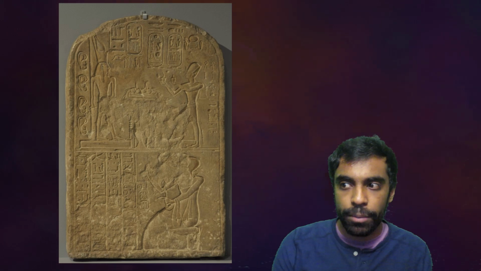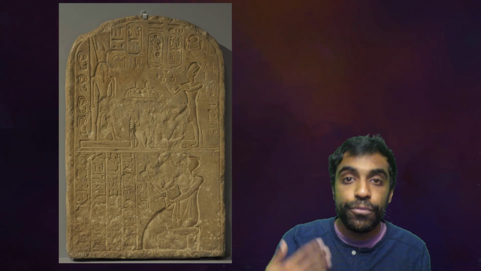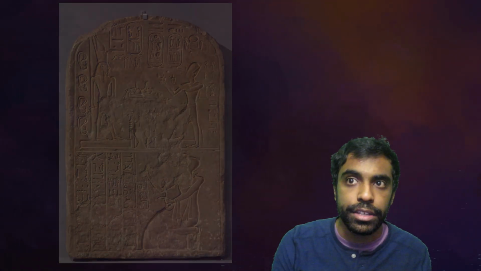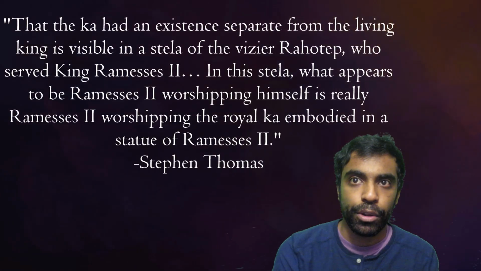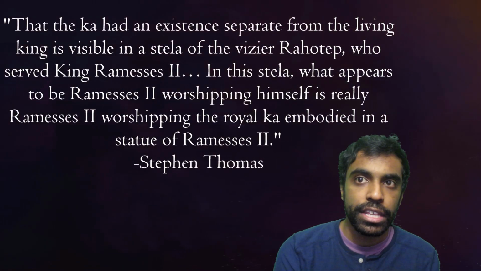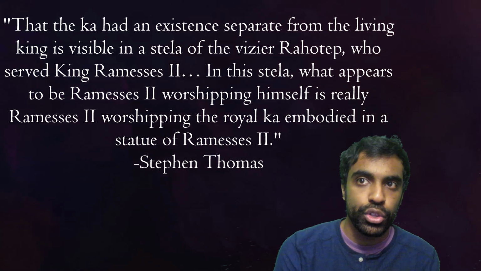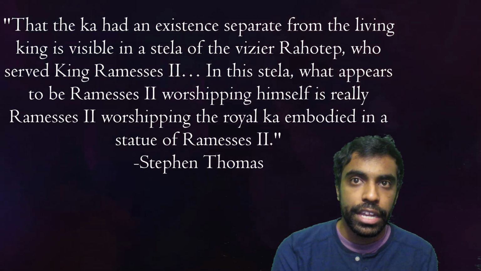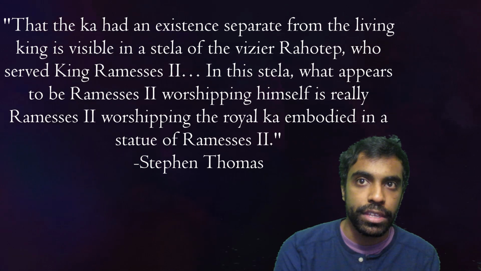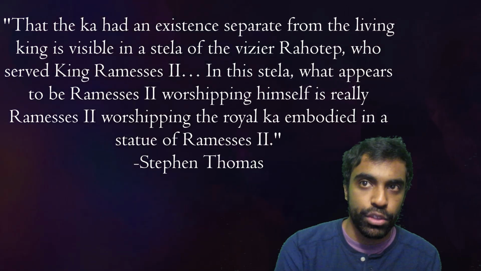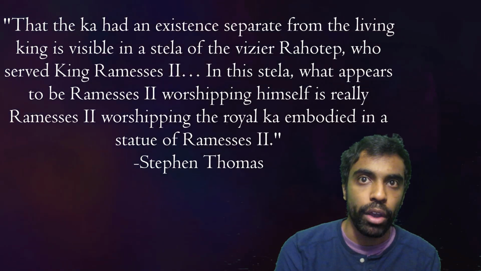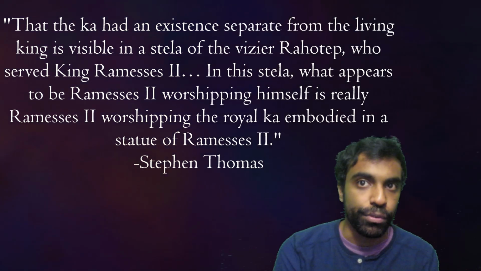Thomas makes a note about how the pharaoh would have felt like he was split between these two entities. That the Ka had an existence separate from the living king is visible in a stela of the vizier Rahotep, who served King Ramses II. In this stela, what appears to be Ramses II worshipping himself is really Ramses II worshipping the royal Ka, embodied in a statue of Ramses II.